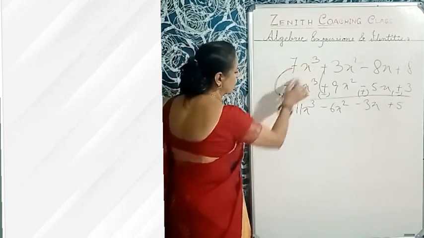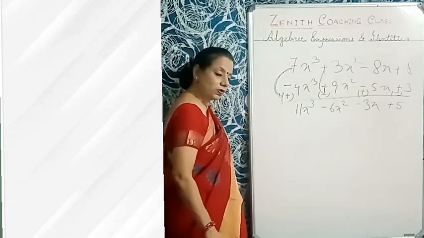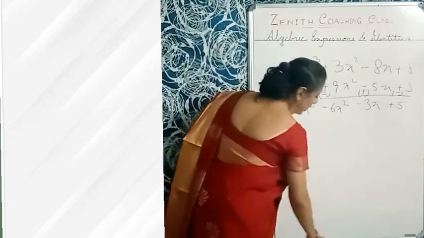So plus 7x cube plus 4x cube. So you have written 11x cube. Understood?